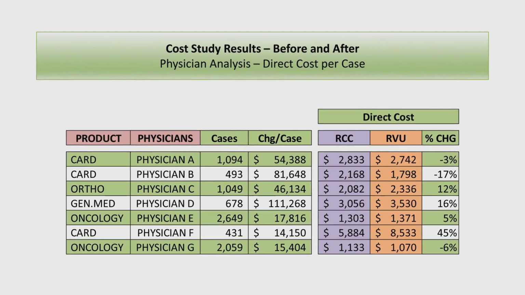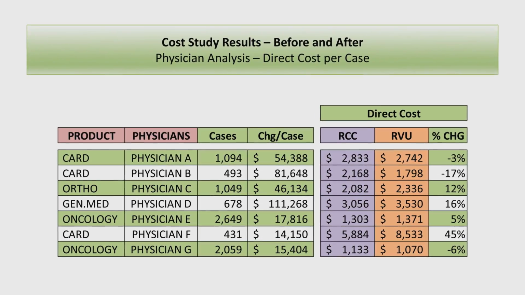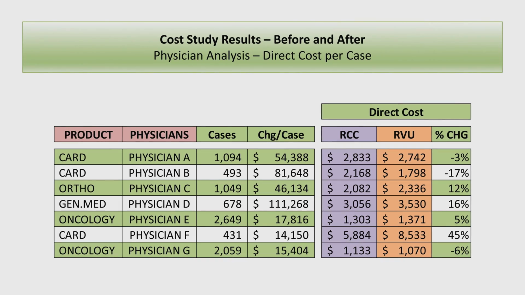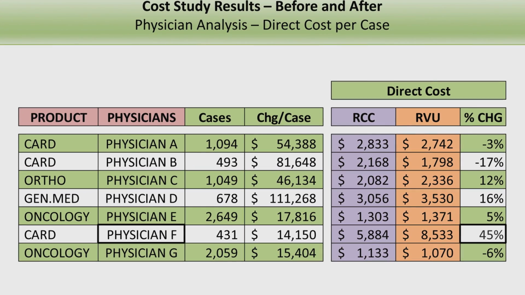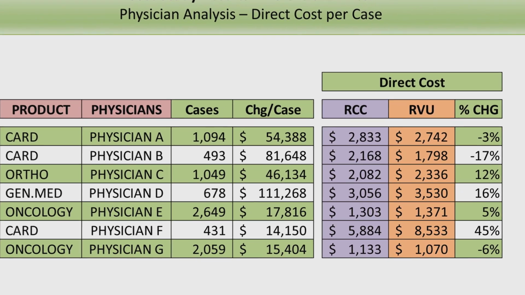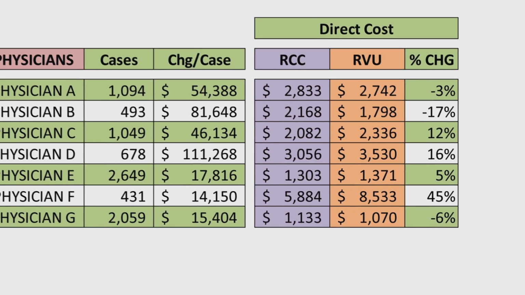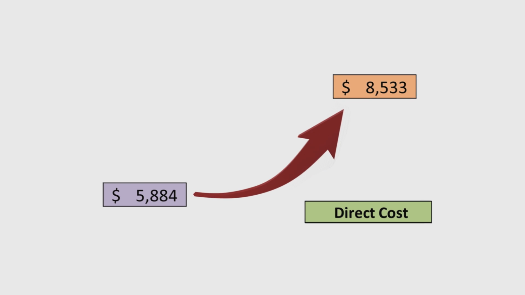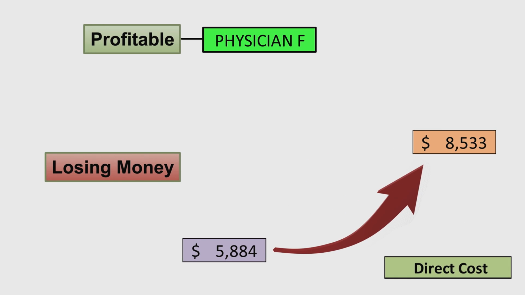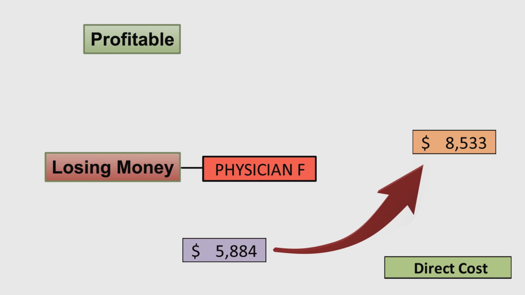Here's an example of the impact at the physician level, analyzing direct cost per case. Notice the 45% increase in physician F's cost based on the change from RCC to activity-based RVU. This example doesn't incorporate an actual payment per case, but one could assume that with that large an increase in only the direct cost, physician F could easily swing from being profitable to losing money.